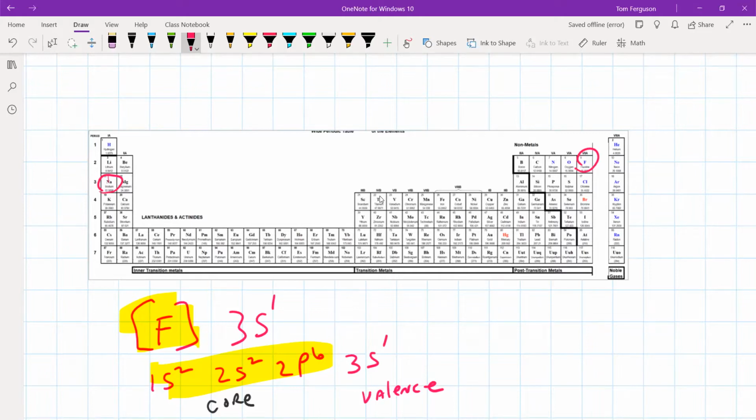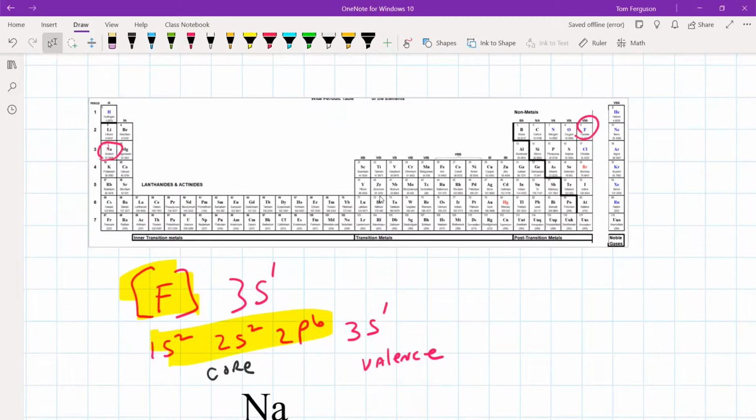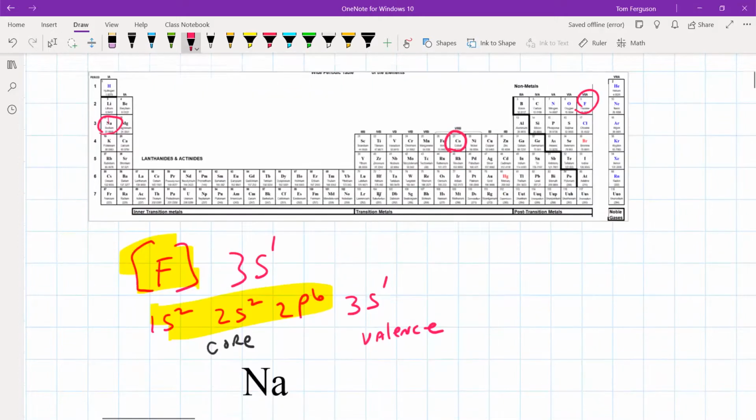Let me do one more. That's a bit more complicated. Let's do cobalt. Neutral cobalt. Okay.